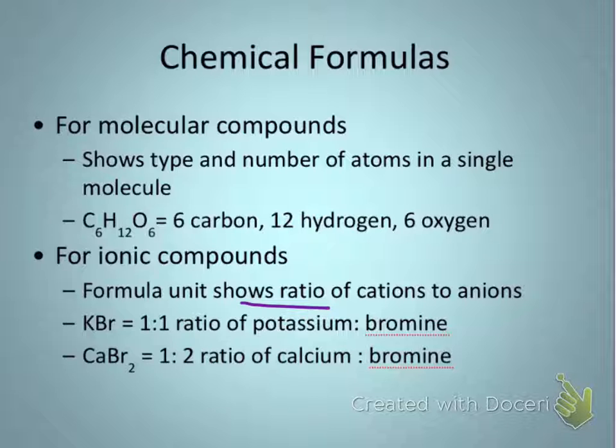So in this compound, KBr, we have potassium and bromine. It's 1 to 1. For every potassium, we have a bromine. In this, CaBr2, for every 1 calcium, we're going to see 2 bromine. It's actually called a bromide ion, but we haven't gotten there yet. So that's the basic breakdown of molecular versus ionic compounds.